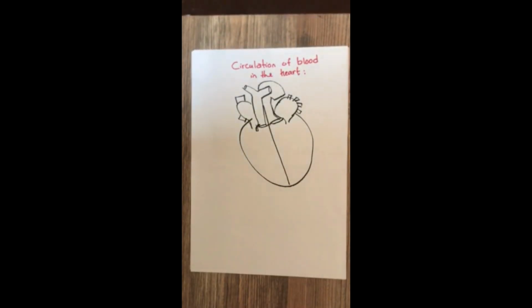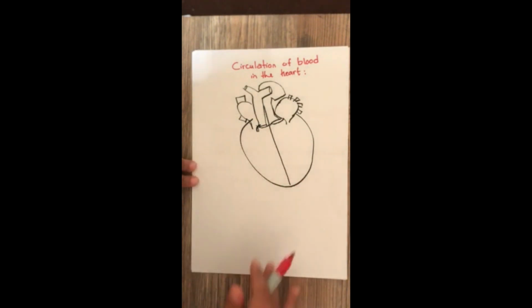It is time to know the circulation of blood in the heart. After knowing the basic structure of the heart, the blood vessels, the structure of the blood vessels, and the connections that are connected to the heart, we have to know how blood is circulated through the heart.